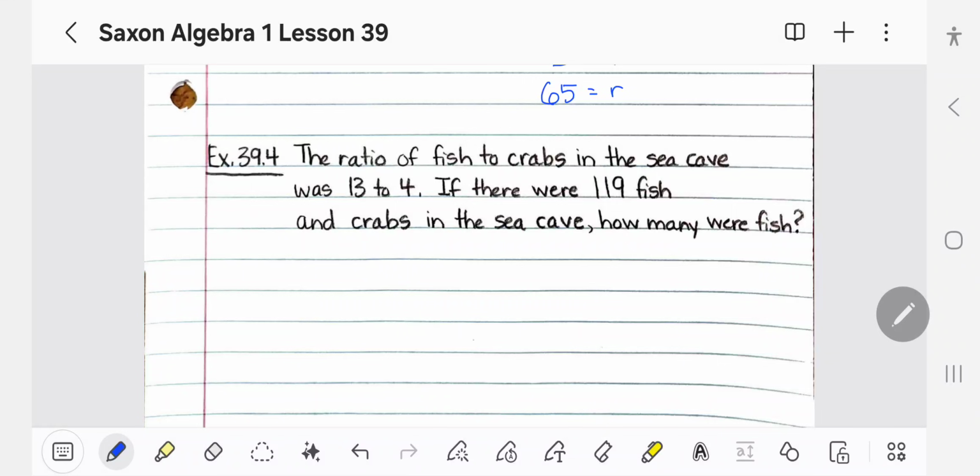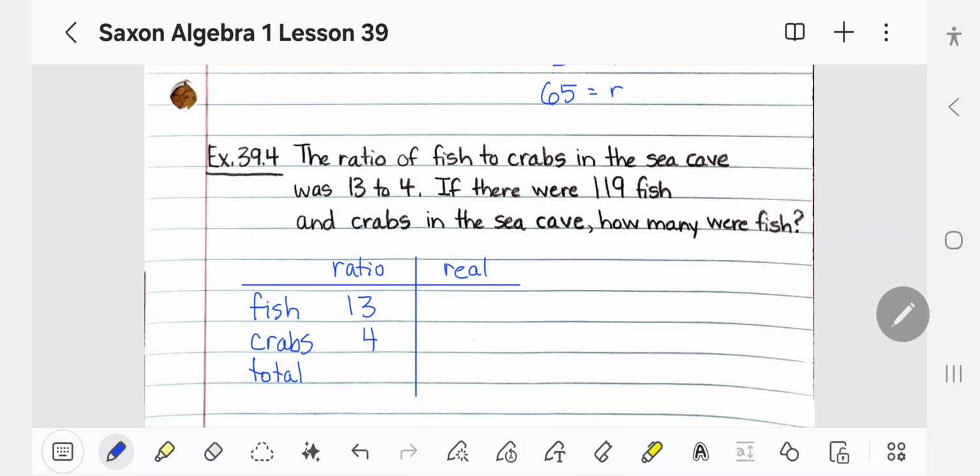39.4. The ratio of fish to crabs. So I'm already thinking about my chart. Fish, crabs. And you don't overthink it. You can abbreviate some things if you need to here, but I think it's important to organize it. Was 13 to 4. So fish to crabs, keep it in the same order. Fish 13, crabs 4. Okay? Now we also have a total that we're probably going to need. These are our ratios, and these are going to be the real amounts in the real situation. And I'll just draw some lines to organize that a little bit.